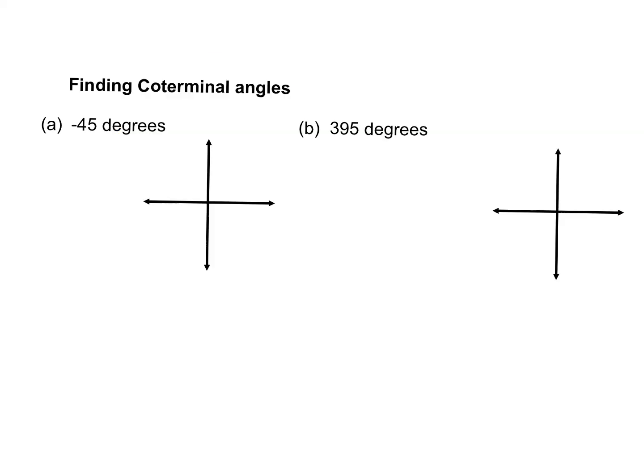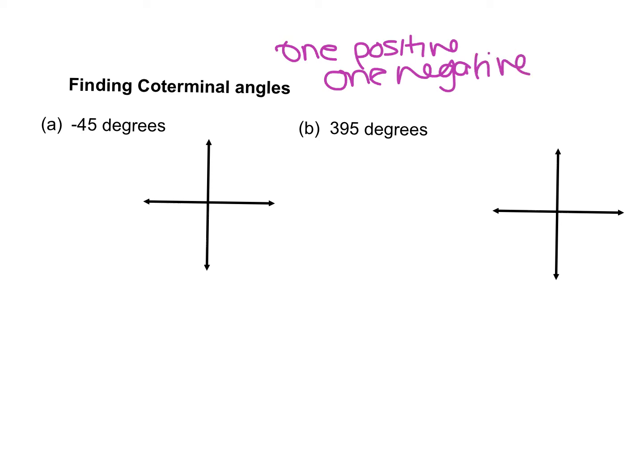So in this slide, we're going to practice finding coterminal angles. For these, I want us to find one positive coterminal angle, and then one negative coterminal angle. We can find those in any way that works for us. So let's start by looking at negative 45 degrees. I'm going to start by just drawing this angle because then I have an idea of where it's going to end up.